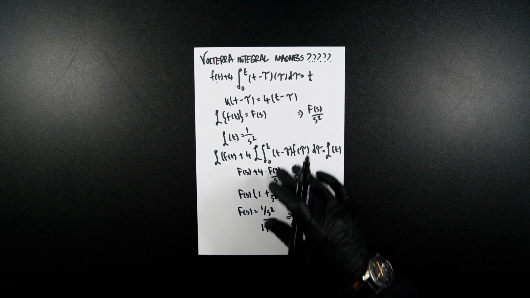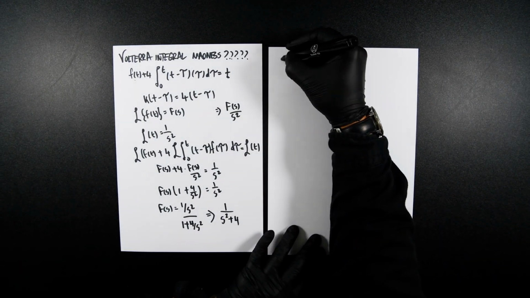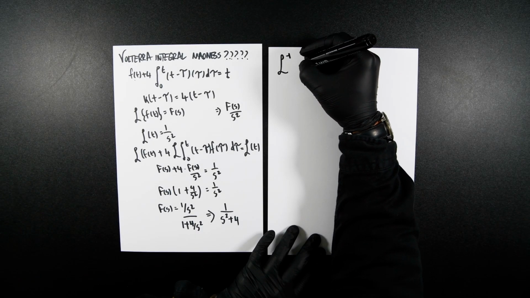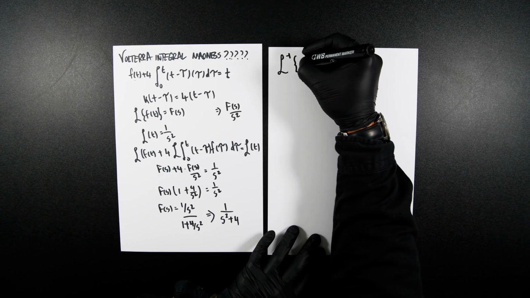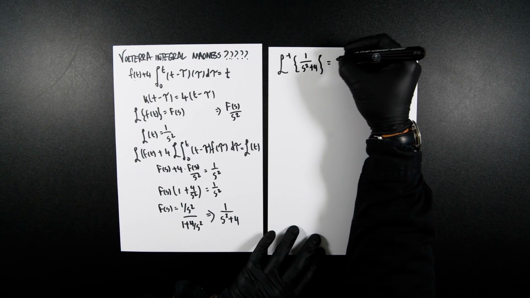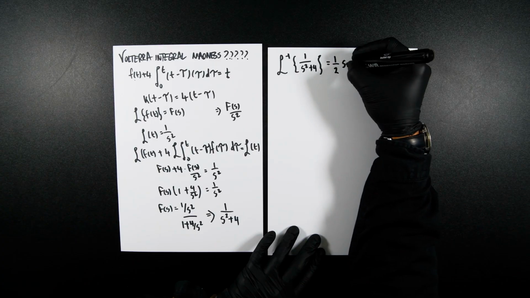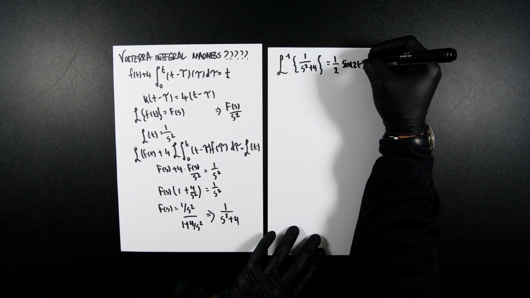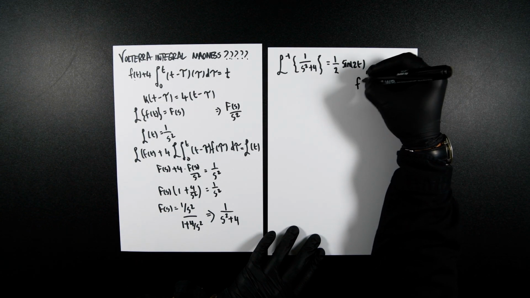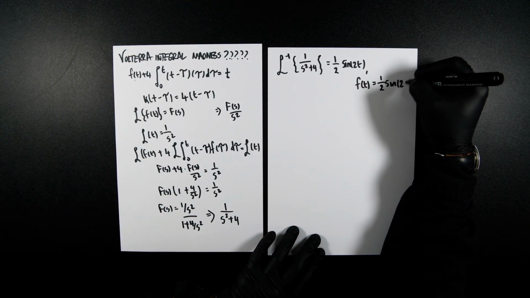But we still need to inverse it. We're going to now inverse Laplace this. So that's like that, minus 1 there, and it's going to be 1 over s squared plus 4, which equals a half sine 2t. So that means that f(t) would equal a half sine 2t.